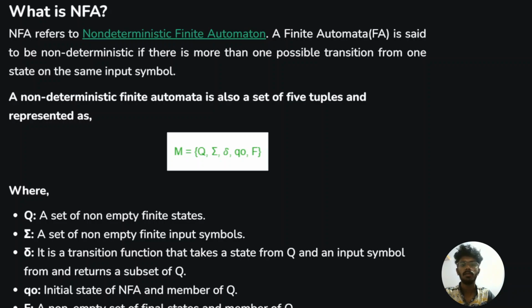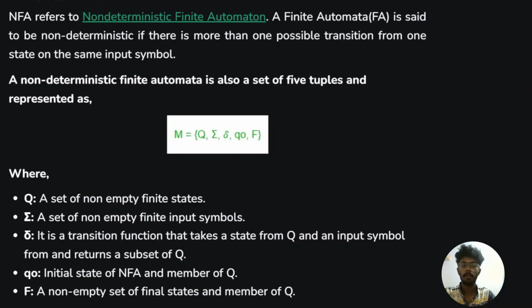Q is a set of non-empty finite states and sigma is a set of non-empty finite input symbols. Tau is a transition function that takes a state from Q and an input symbol from sigma and returns a subset of Q. Q naught is the initial state of the NFA and a member of Q. F is a non-empty set of finite states and a member of Q, or it can be told as a set of finite states which are accepting states from Q.